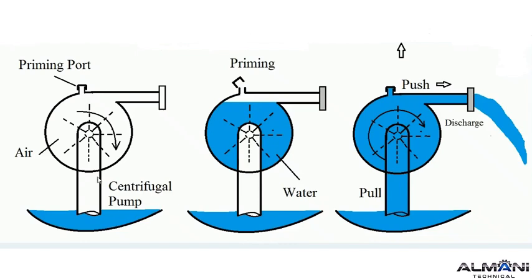Let's see how priming works. We start with a pump full of air. To prime it, we add water through a priming port, which pushes the air out. We keep filling until the entire impeller and volute are submerged, with no air left inside. Once the pump is fully packed with liquid, it can create the necessary suction to pull fluid in and push it out through the discharge.